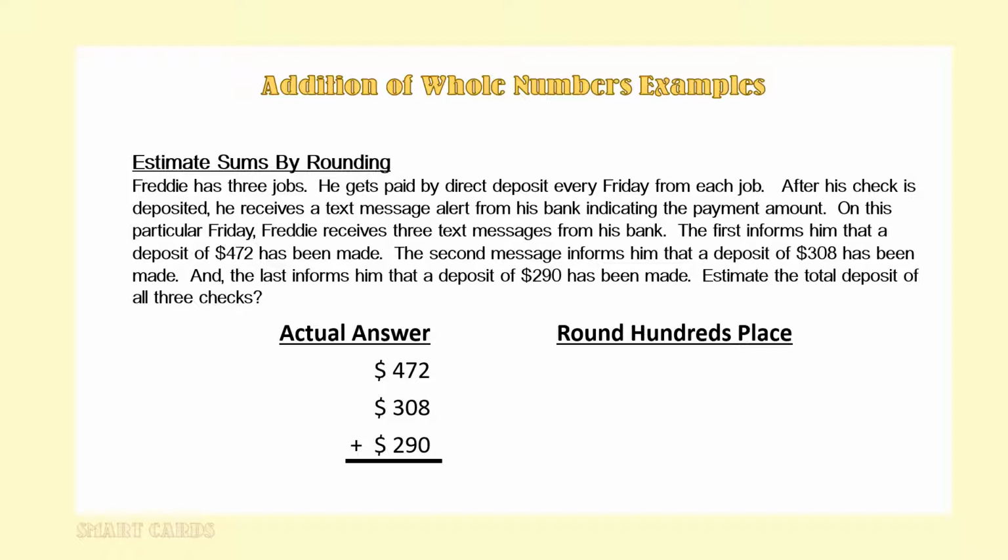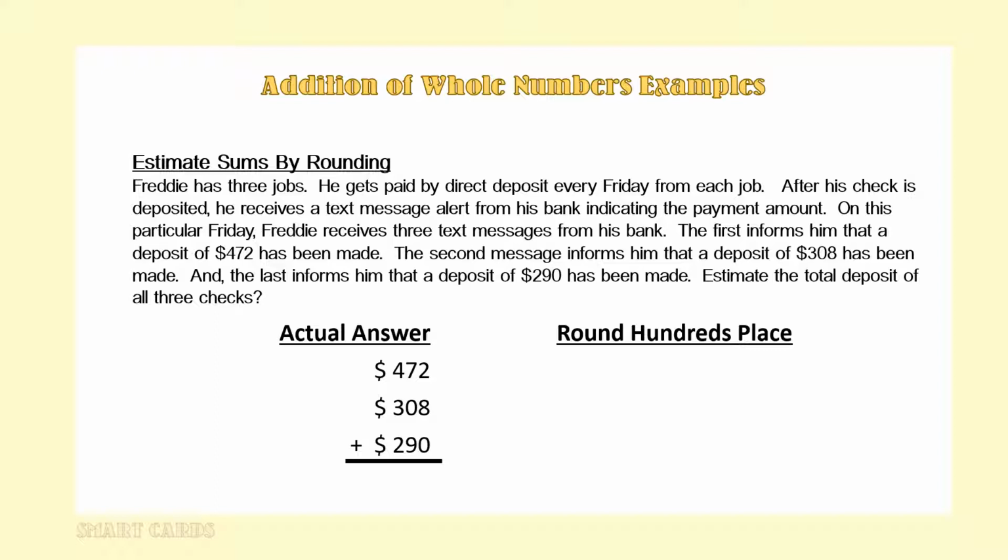The first informs him that a deposit of $472 has been made. The second message informs him that a deposit of $308 has been made. And the last informs him that a deposit of $290 has been made. Estimate the total deposit of all 3 checks.